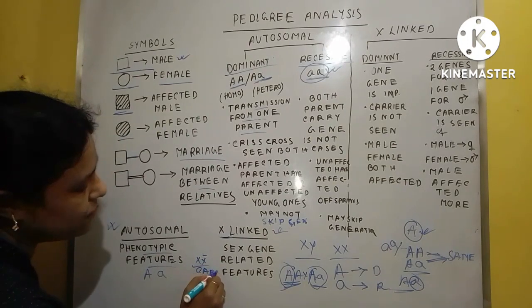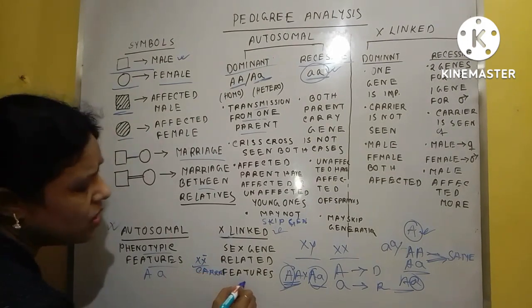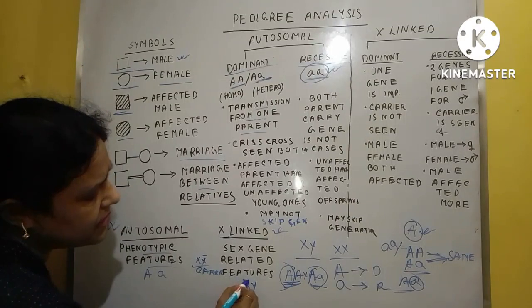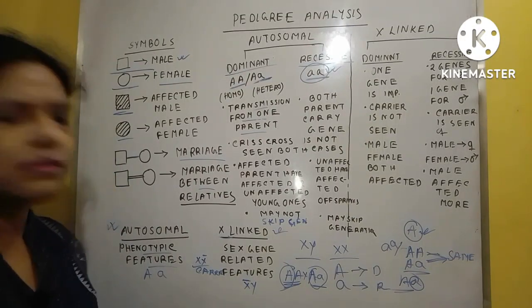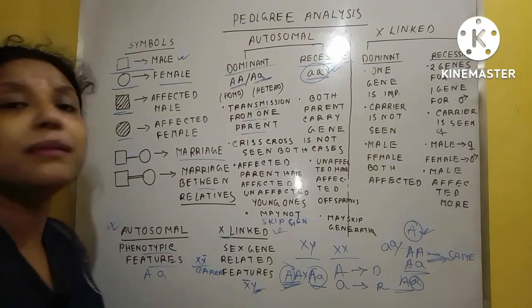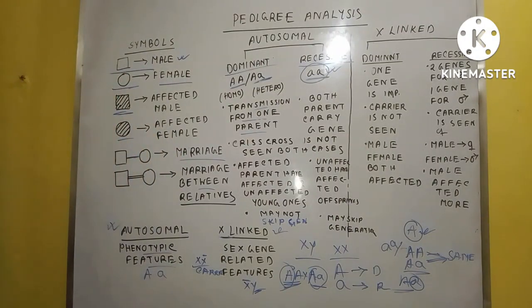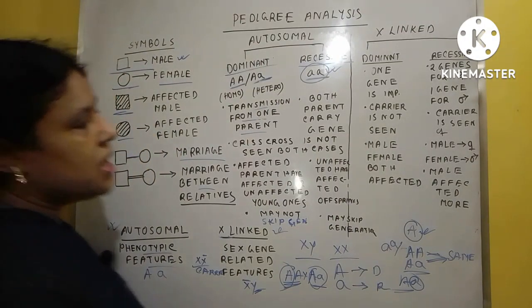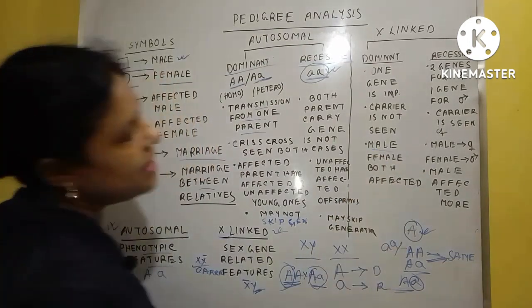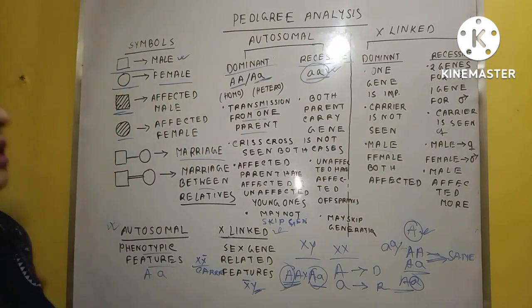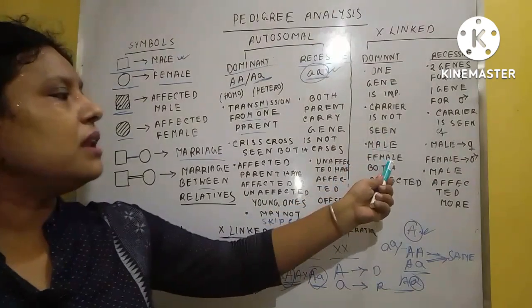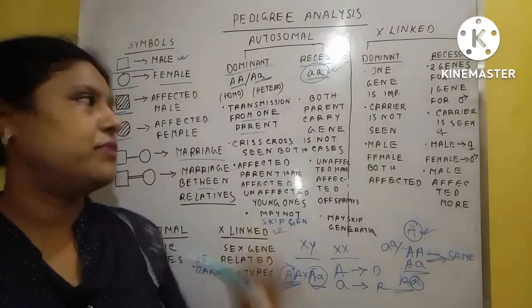Clear? But in case of male, one is X and the other is Y. If the X is diseased, then the male is diseased, because the Y gene carries only the male character, not any diseased character. Next one, the carrier is not seen. And the third one, male and female both affected. So here both male and female young ones are affected.